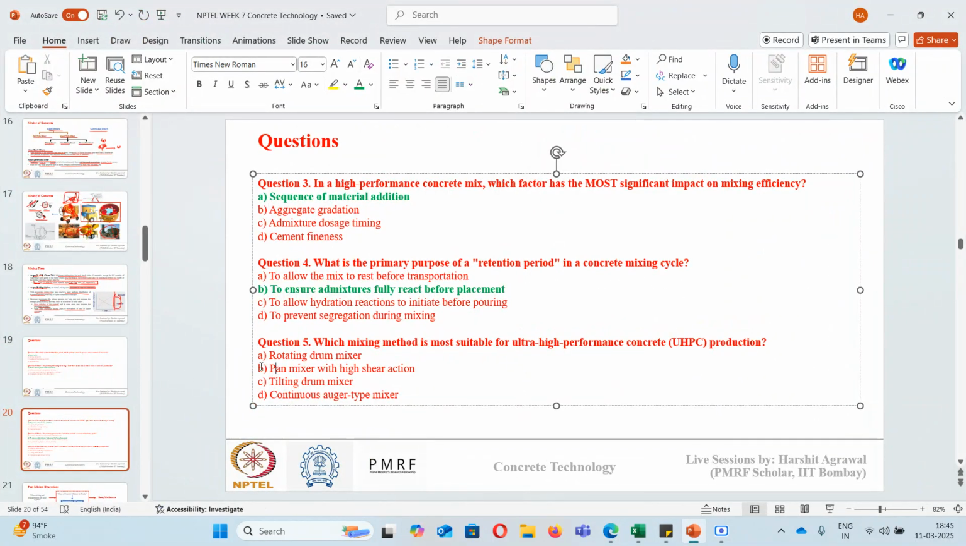Okay, so the correct answer will be pan mixer. Why? Because when we use a pan mixer, there is rubbing of concrete particles with each other, which gives intense shear action and ensures there is proper blend of fine powder and fibers. In ultra high performance concrete, fibers are also used. There are admixtures also used, and this high shearing action provides all the necessary action to completely mix my concrete in a homogeneous and dense manner. So for ultra high performance, it is more suitable to use a pan mixer for efficient mixing.